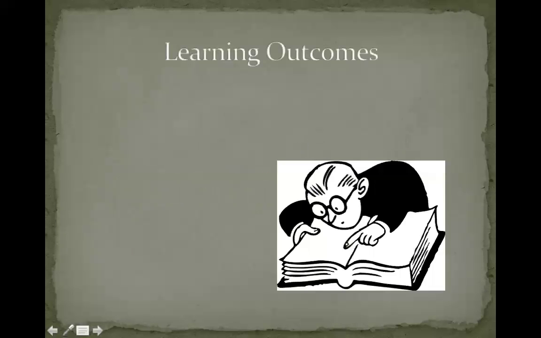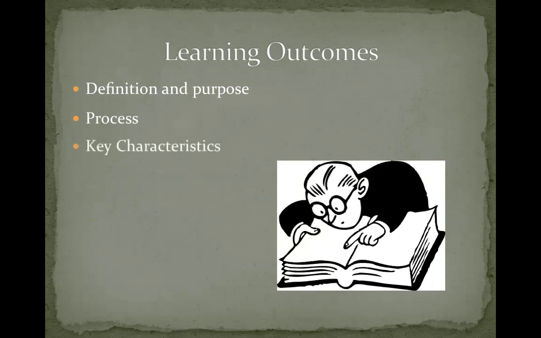The first thing that we're going to talk about are the learning outcomes. After this presentation, you should be able to briefly state the definition and purpose of ethnographic research, describe the ethnographic research process, describe the key characteristics of ethnographic research, identify and describe the different types of ethnographic research, and lastly, describe the use of ethnographic research techniques.